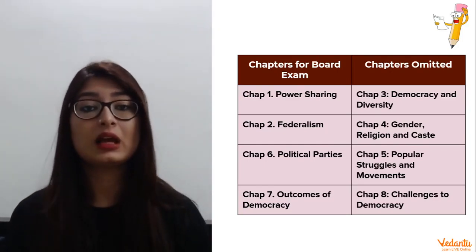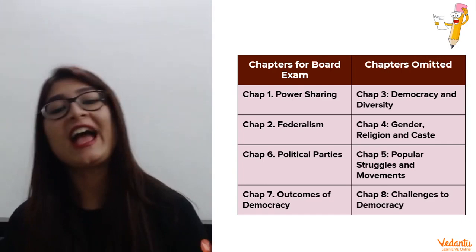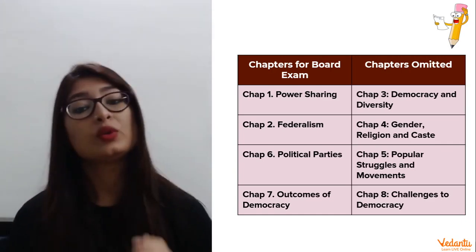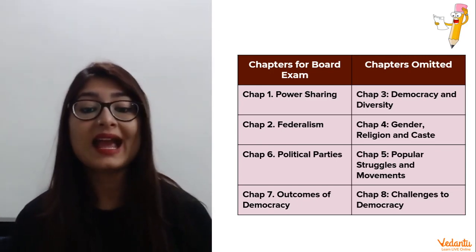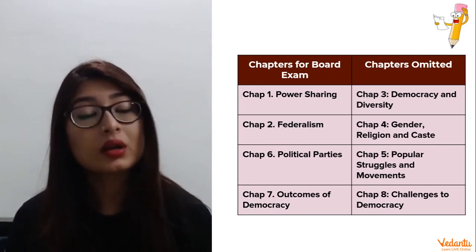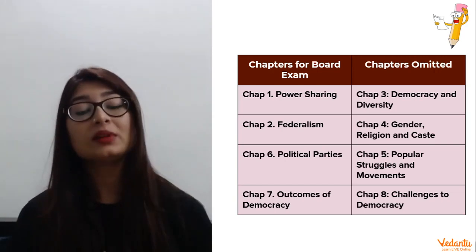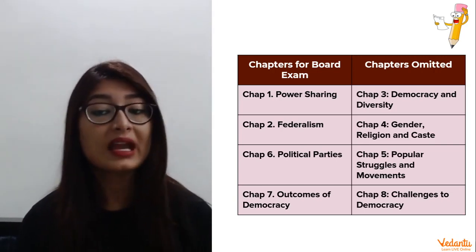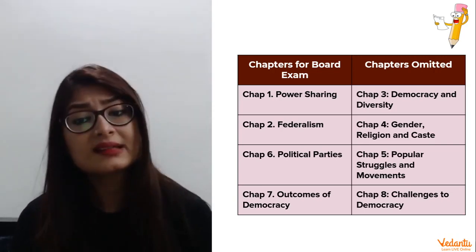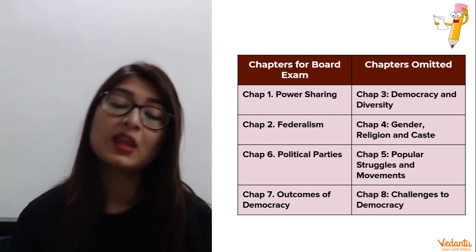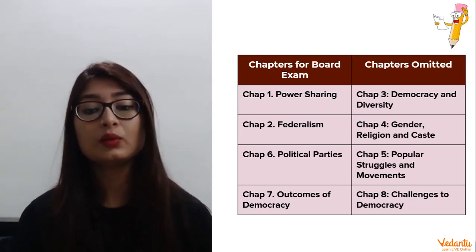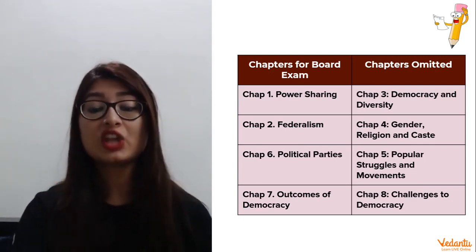Under political science, we have to do chapter 1, which is power sharing, federalism, political parties and outcomes of democracy. The chapters which have been omitted are democracy and diversity, gender, religion and caste, popular struggles and movements, and challenges to democracy. However, we are doing outcomes of democracy. The challenges to democracy has been omitted.